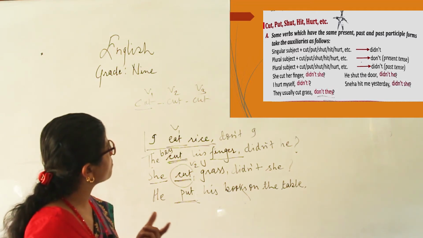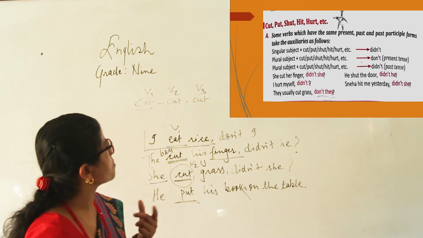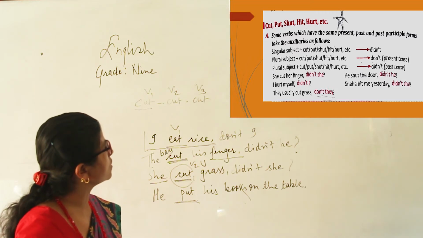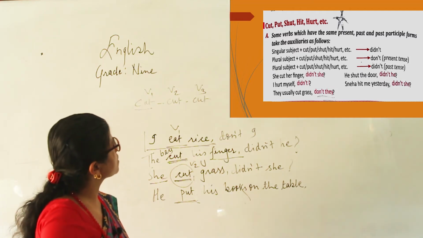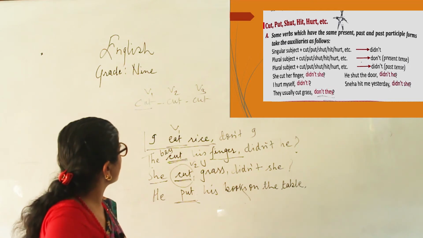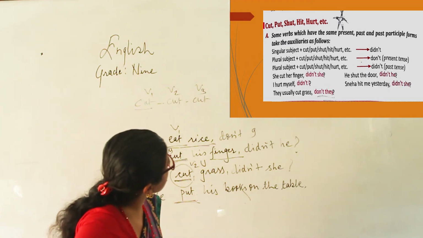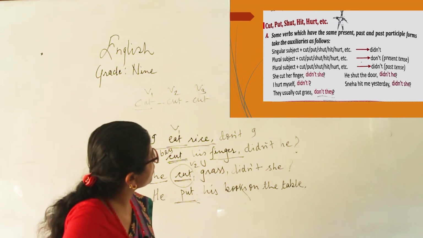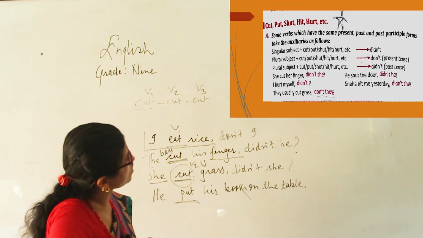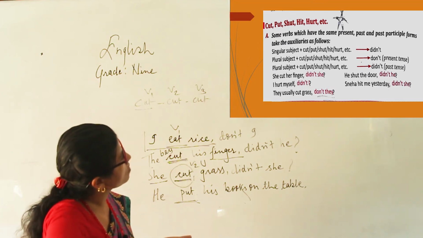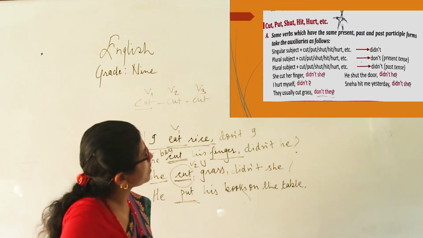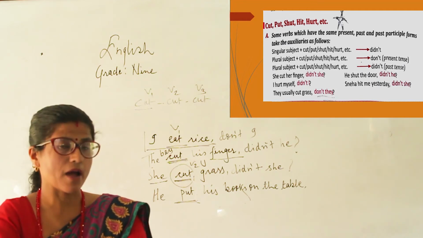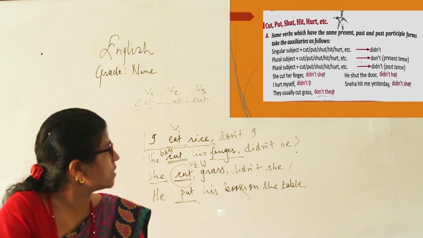Didn't can be used; it is best. It can be past tense, it can be present tense, so you can use both. In case of singular, you always use didn't. But in case of a plural subject, we use it like "she got her finger." You can say "I hurt myself, didn't I?" They usually call grass. If it is present tense, then we use don't. "She saw the door": sought is also present tense. And "Sneha hit me yesterday": yesterday indicates past tense, so it is in the form of past tense. That's why we have to use did not.